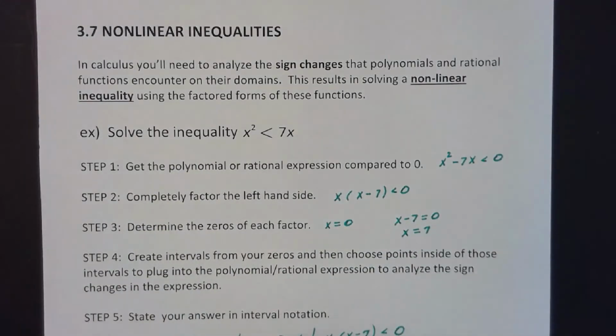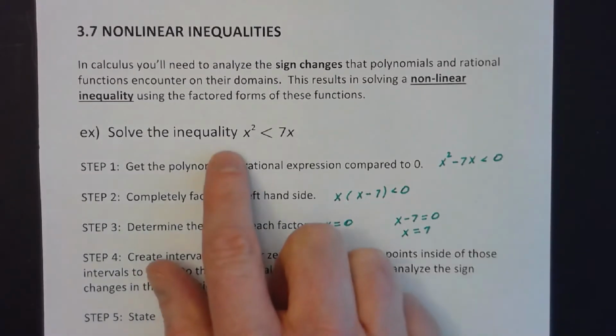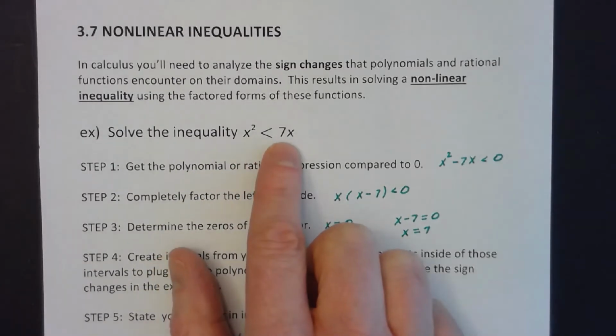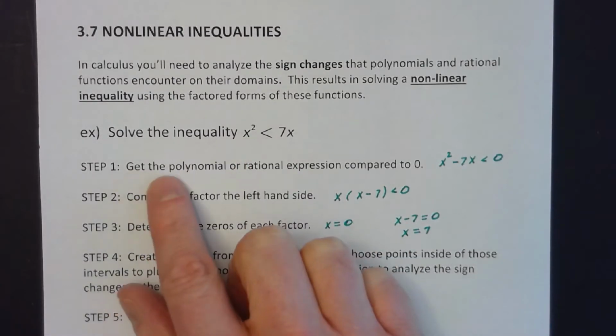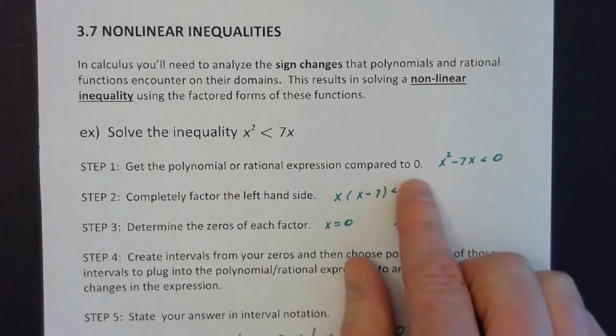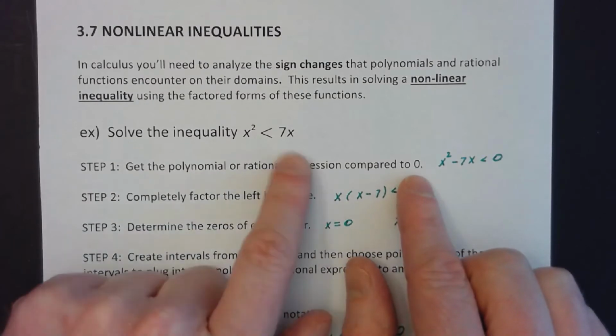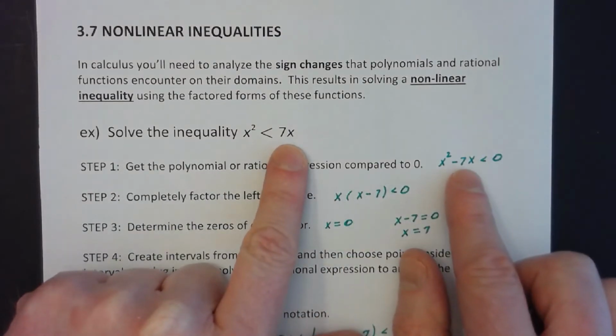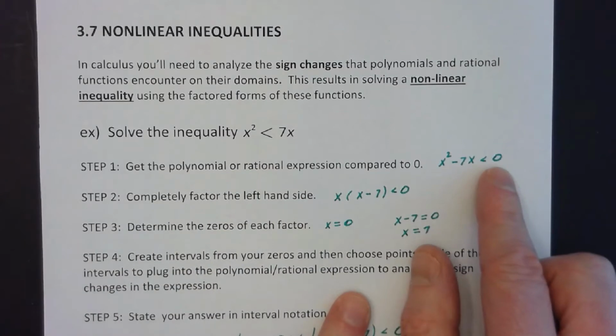The very first thing, just like if it was an equation that you were trying to solve, you get a 0 on one side. Well, in an inequality, that's the same thing I want to do. I want to get a 0 on one side. So I say get the polynomial or rational expression compared to 0. In this case, it's a polynomial. I'll say x squared minus 7x is strictly less than 0.